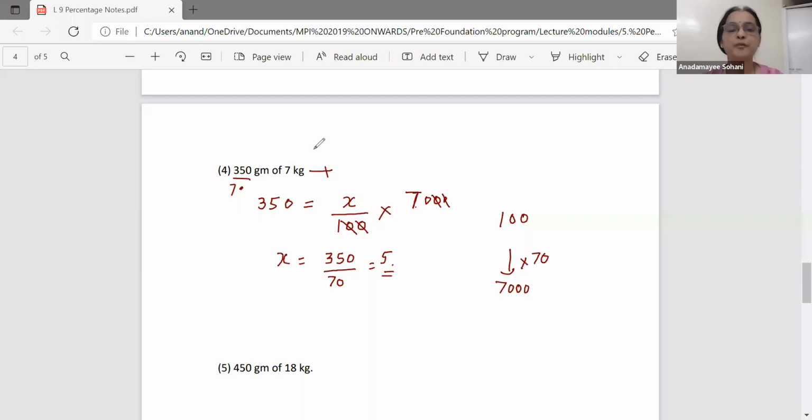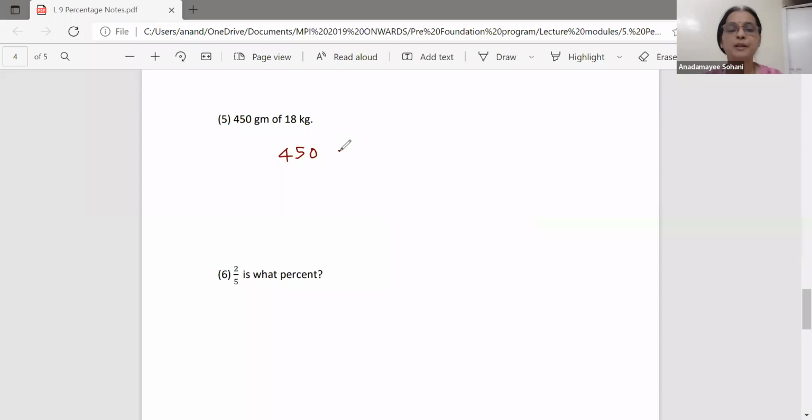450 is equal to X percent of 1800. Now, can I do it without actual calculation? To go from 100 to 1800, I had to multiply by 18. If I divide 450 by 18, what will I get? That will be my answer. That comes to 2.5, or 2.5, or 5/2, anything.